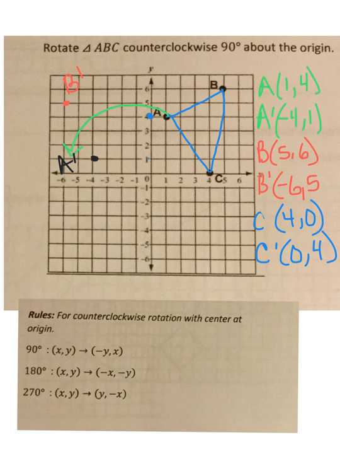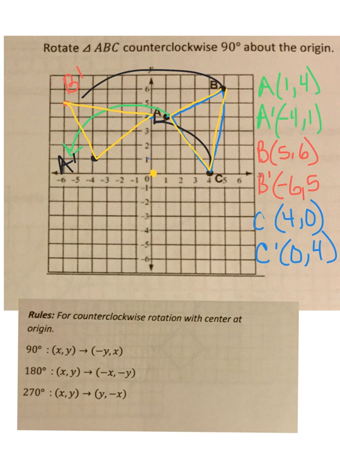So you'll see that each one of these has been rotated 90 degrees. I'm going to connect the points, so you can see that triangle ABC has been rotated 90 degrees about the origin.